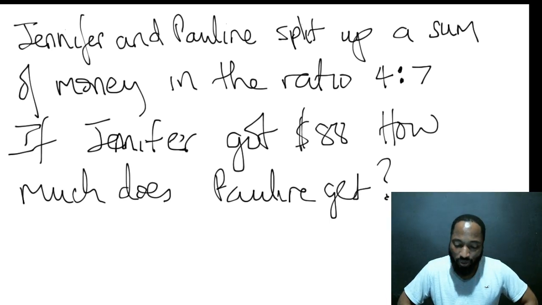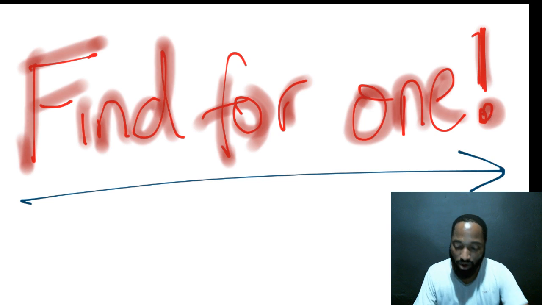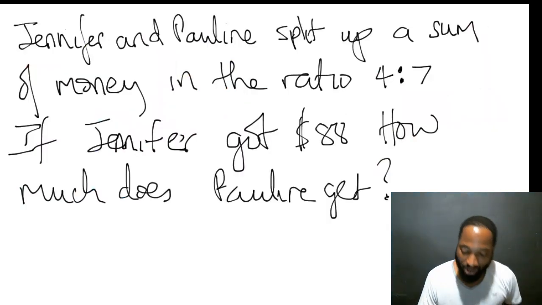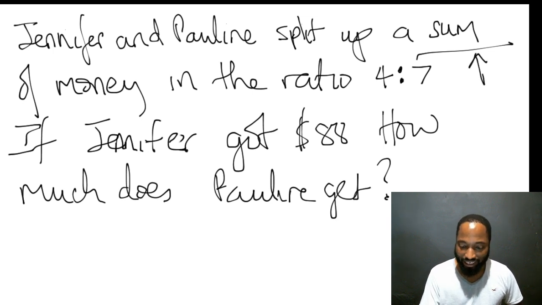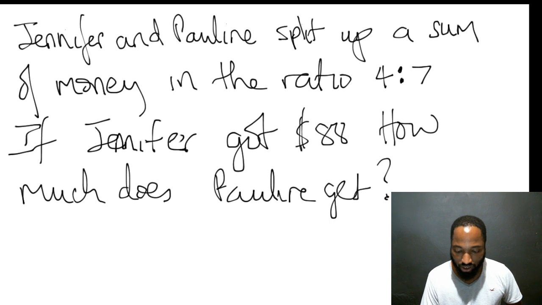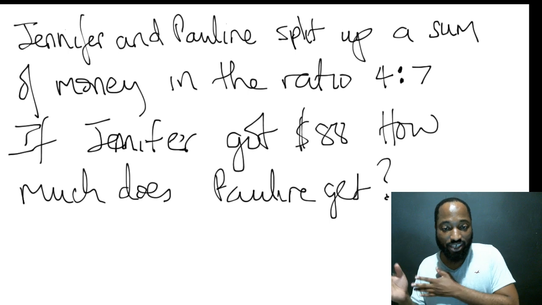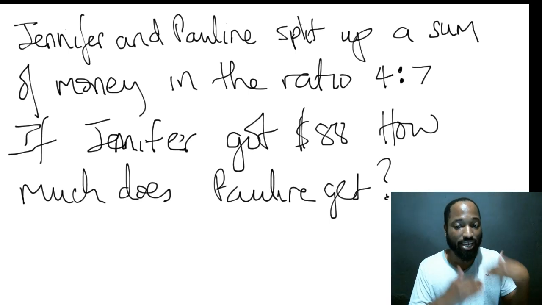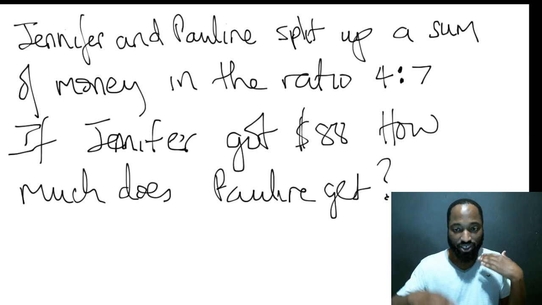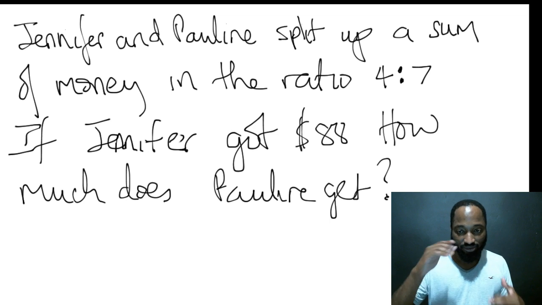Alright, so how do we do this question? What did I say is the magic thing that you need to do? Find for 1. But how are we going to find for 1 here if we don't know the total sum? We can't divide by 4 plus 7 is 11. We can't divide by anything here. So what do we do? Well, if they don't give you the sum and they give you the ratio and how much one person gets, you need to work with that information. Very good, Jody.